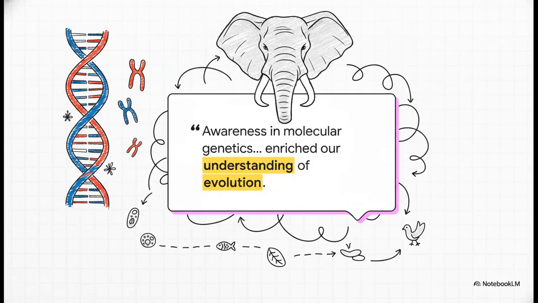Which brings us full circle to a really profound conclusion from the text. Awareness in the areas of molecular genetics have enriched our understanding of the molecular basis of evolution. You see, those variations and mutations we just talked about, they aren't just anomalies or mistakes. Over millions of years, they're the literal drivers of evolution. The microscopic variations in that chromosomal code are exactly what eventually created the elephant we asked about at the very beginning. It's one continuous chain of inheritance and variation, which leaves us with one final fascinating thought.